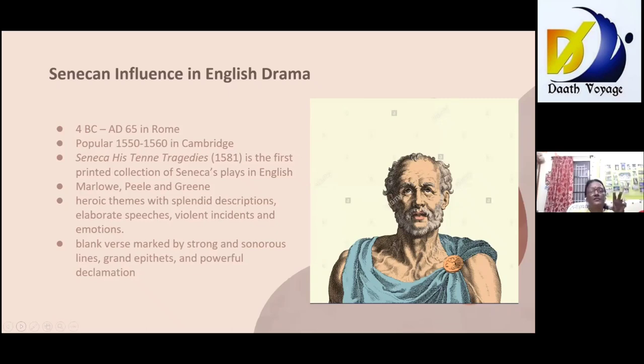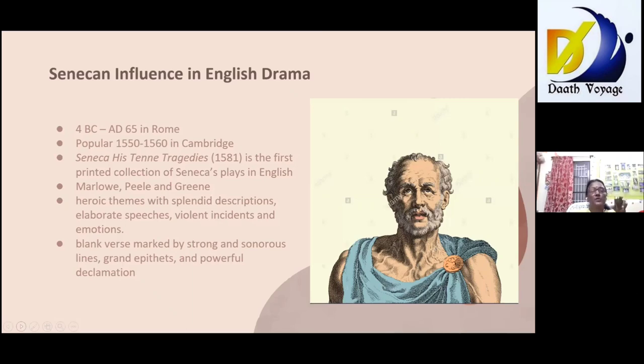And 10 of the tragedies of Seneca were translated into English. And the book called Seneca, His Tenne Tragedies was published in the year 1581. And this is the first printed collection of Seneca's plays in English. So that was very, very important in developing English drama.